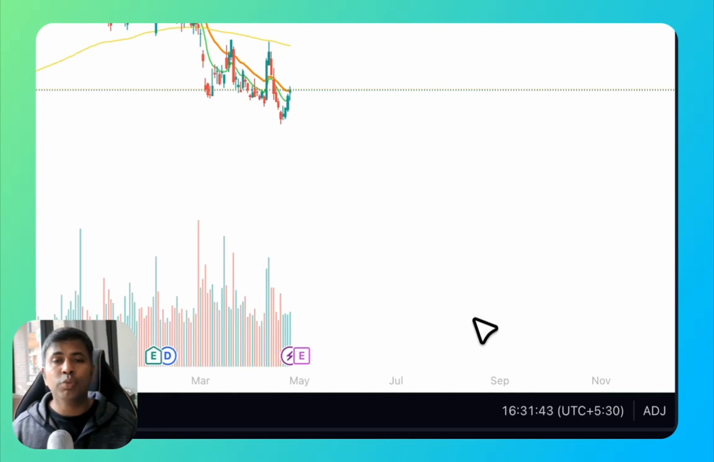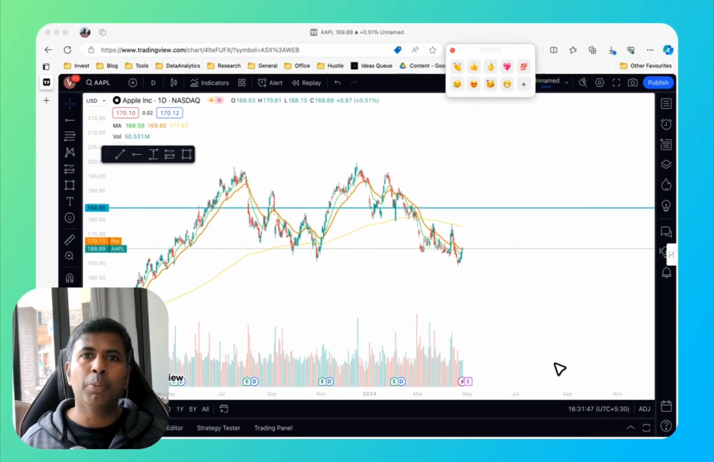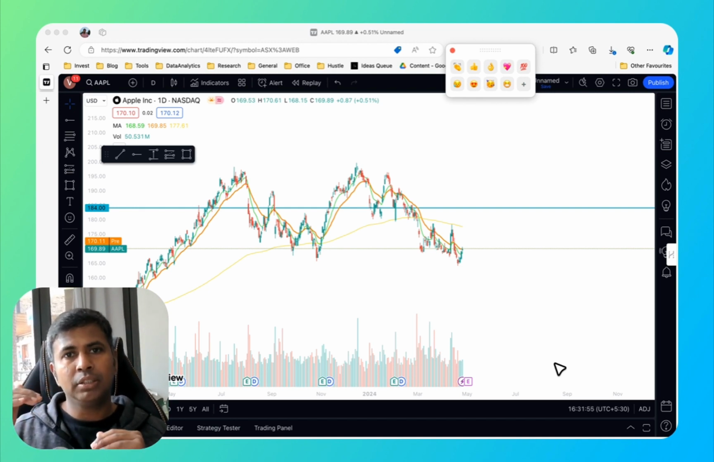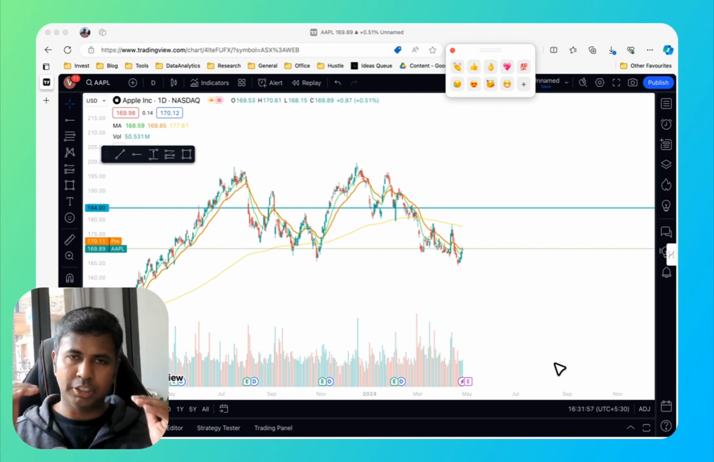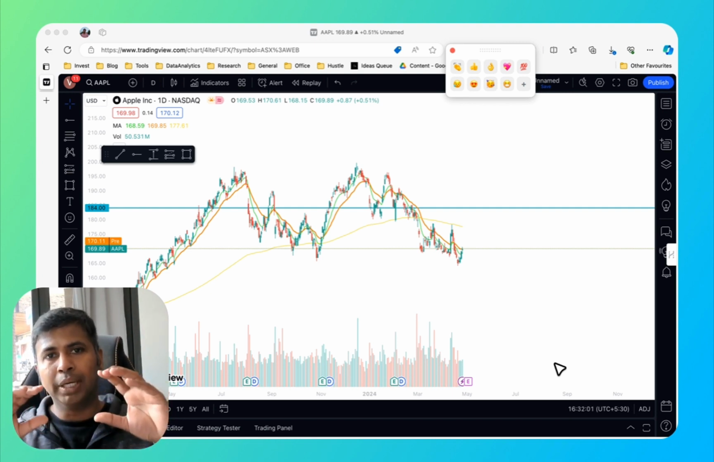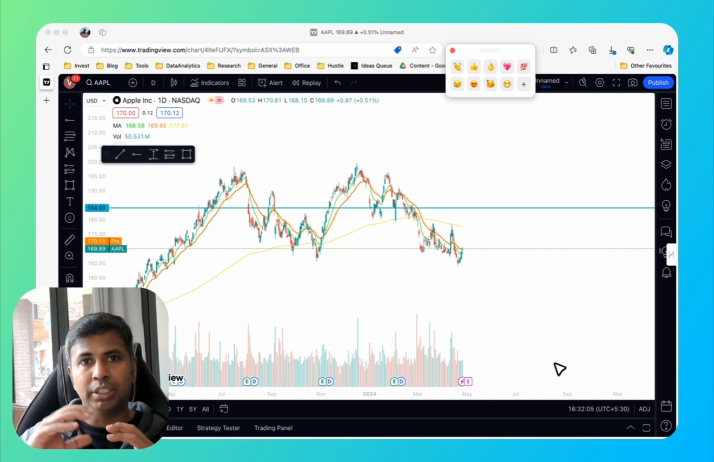Hi, in this video we'll look at what is support and what is resistance. Support is the price level or the price zone at which the price takes support, and resistance is the resistance line or price level or the resistance zone. By zone we mean a price range where the price faces resistance.